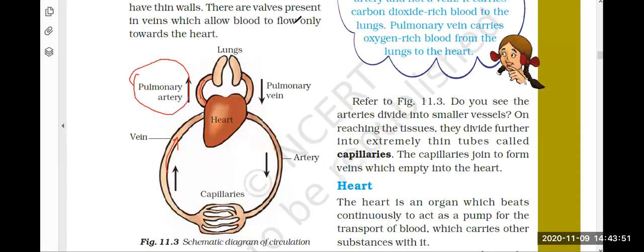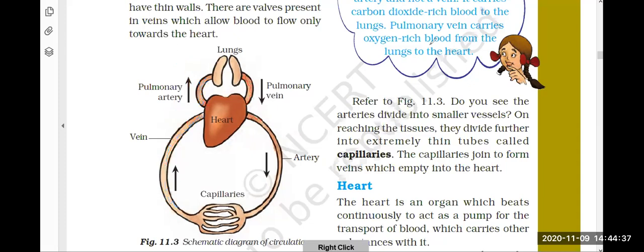So this will be the blue one. Just remember this: veins are generally blue. But this is not the pulmonary vein. This is oxygenated blood which is coming from the lungs. So this is blue. That is one difference that you have to remember. Got it? The pulmonary artery carries deoxygenated blood from the heart to the lungs. And the pulmonary vein carries, tell me, oxygenated blood from the lungs to the heart. Then arteries will carry blood from the heart to every place. Got it?